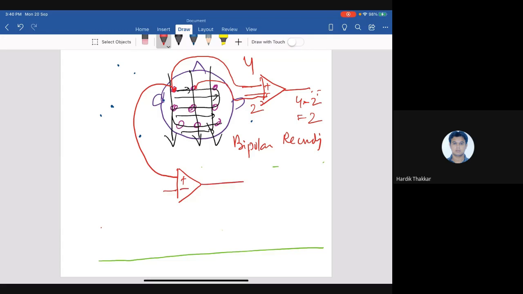Okay, and the negative terminal I sorted. Here also I'll get the output. Okay, so let's say here the same thing, 4 is coming, it's sorted, so I'll get 4 as output. So in the top one, the bipolar, I'm getting 2, whereas in the unipolar I'm getting 4.